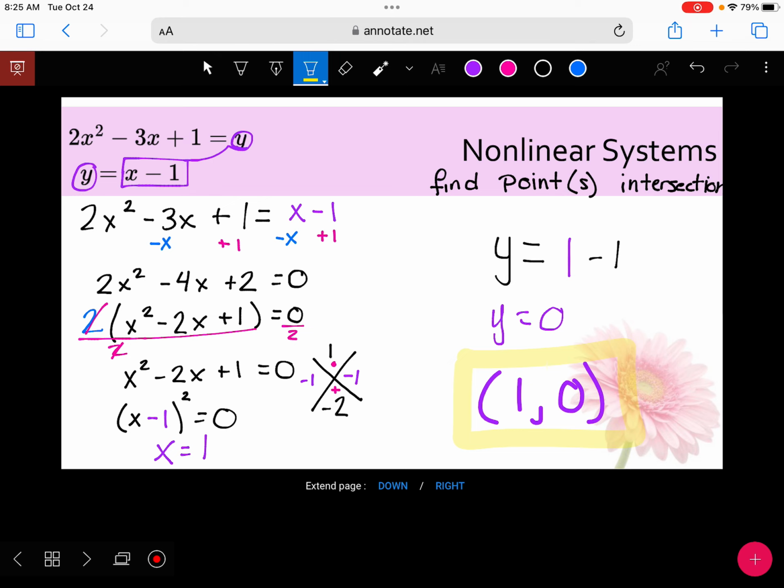So we're going to substitute the equations together, set it equal to 0, solve it however you wish to get your x's, and then you're going to take your x and plug it back in. So we're adding a step at the beginning and a step at the end, but the solving part is still the same.